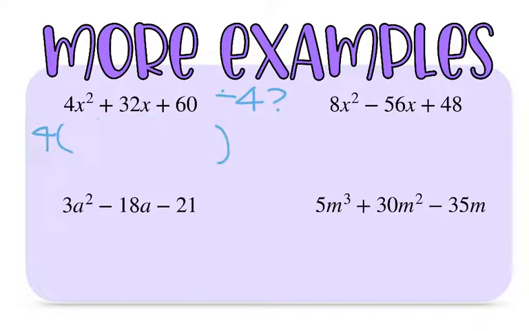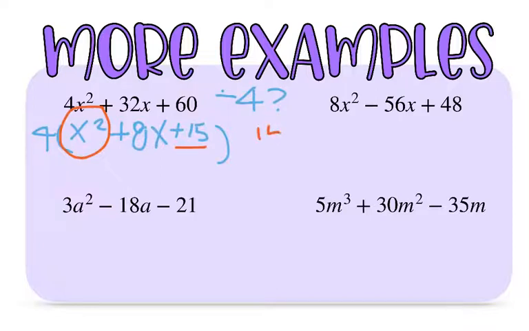So if I divide out a 4, then this would just be x squared. 32x divided by 4 would be 8x. And 60 divided by 4 is 15. So that last term would be plus 15. So I've taken out a 4, and now this first term right here does not have a number in front of it. It's just x squared. So now we can factor like normal.